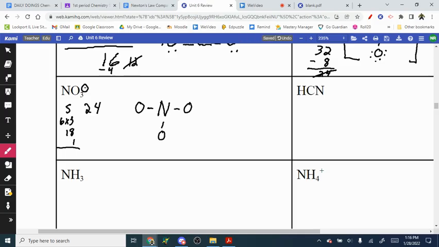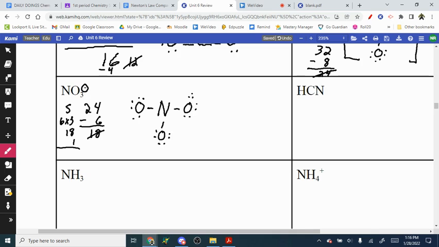We used 6 valence electrons so far. So we have 18 left. So 2, 4, 6, 8, 10, 12, 14, 16, 18. All right, we used all 18. All of our O's are happy. Our N is not happy.